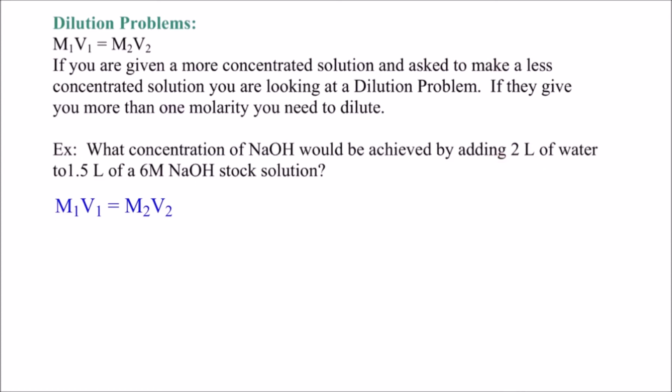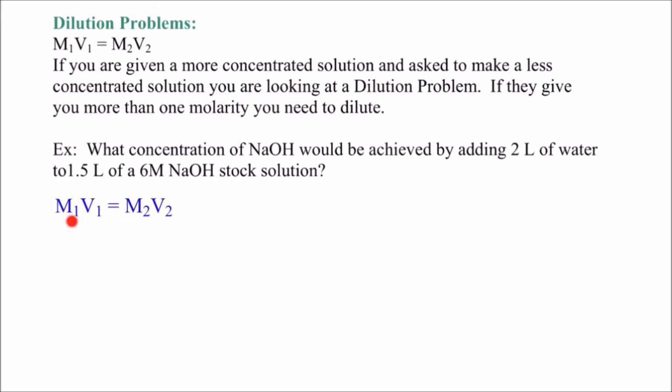Okay, so they said right here "achieved." That means that it's going to happen after something else. So they're asking what concentration of sodium hydroxide would be achieved by adding this volume of water to this volume and molarity right here. So this must be the original molarity, and this must be the original volume, and this must be the second volume, and I'm trying to figure out what the second concentration, or the second molarity, is going to be. So I'm trying to find out what M2 is.